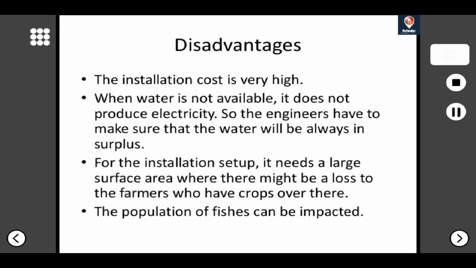And the next is that while we are installing, it needs a large surface area. It may be a loss to the farmers, and it can also be a loss to the tribal people who are living around the dam reservoir. And as we allow the water to flow from the dam to the turbine, there is a possibility of the fishes also flowing from there. So the population of fishes can also be impacted due to this power plant.